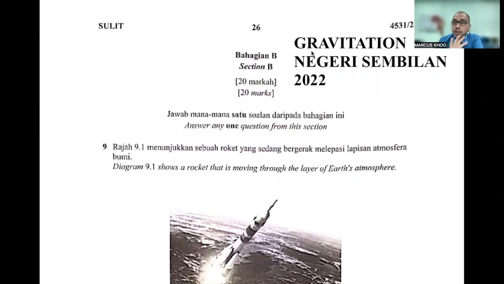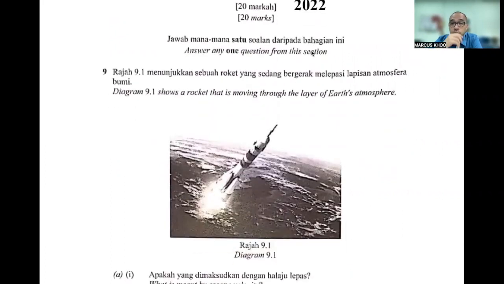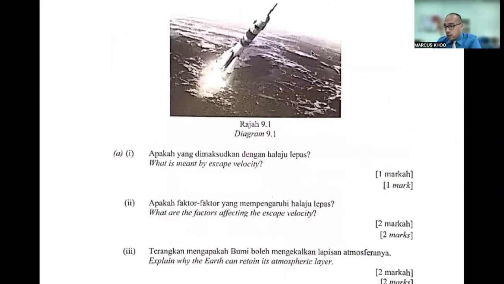Okay, we're going to cover just selected topics, and in this video, we're going to be talking about the topic of gravitation and heat. So we're going to answer 4 questions on gravitation and on heat. Okay, so let's begin. 9.1 shows a rocket moving through the layer of Earth's atmosphere. Now, what is meant by escape velocity?